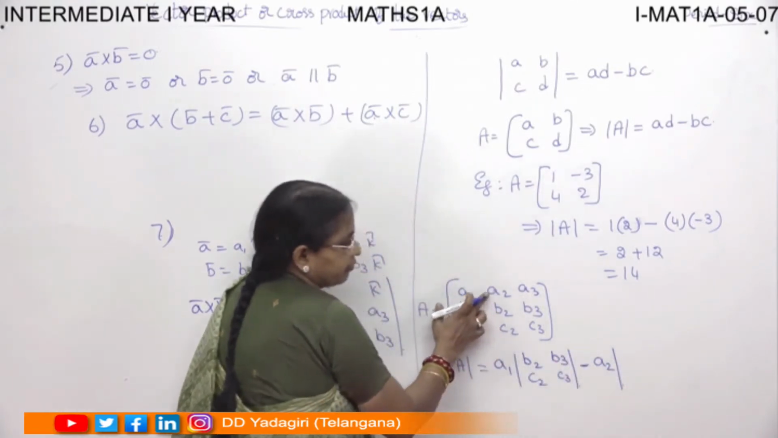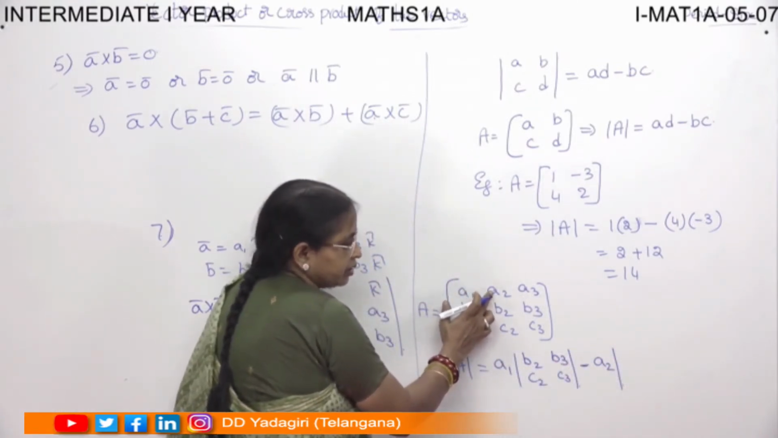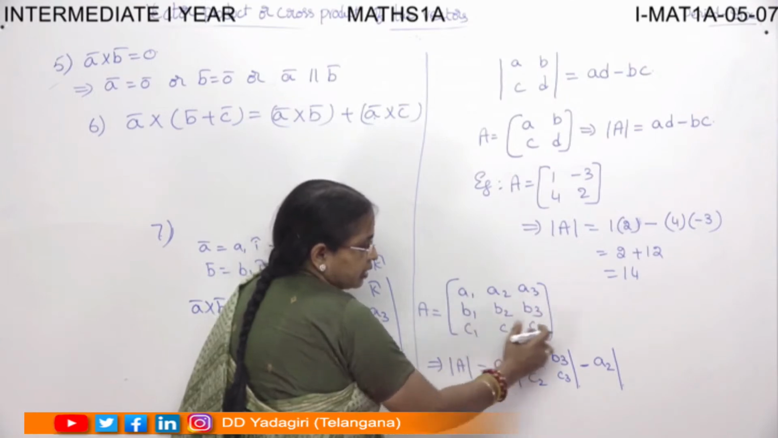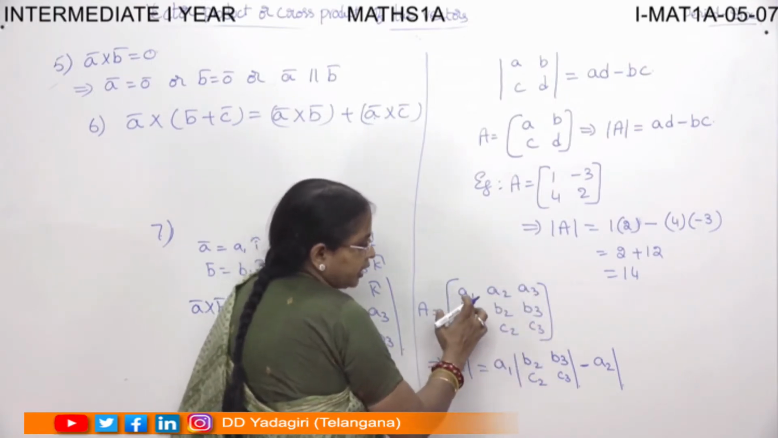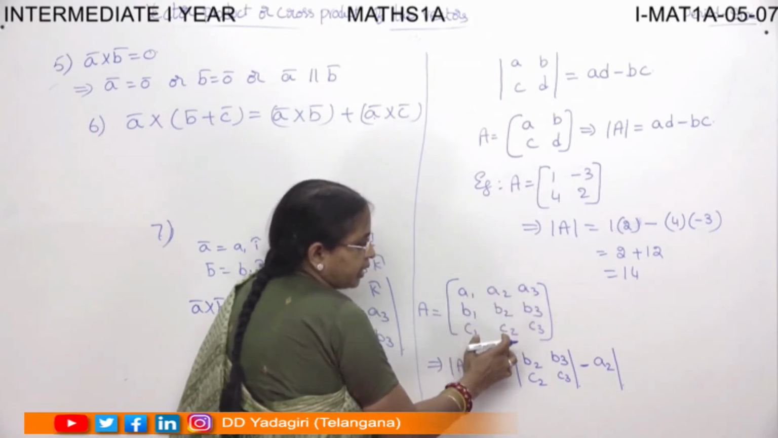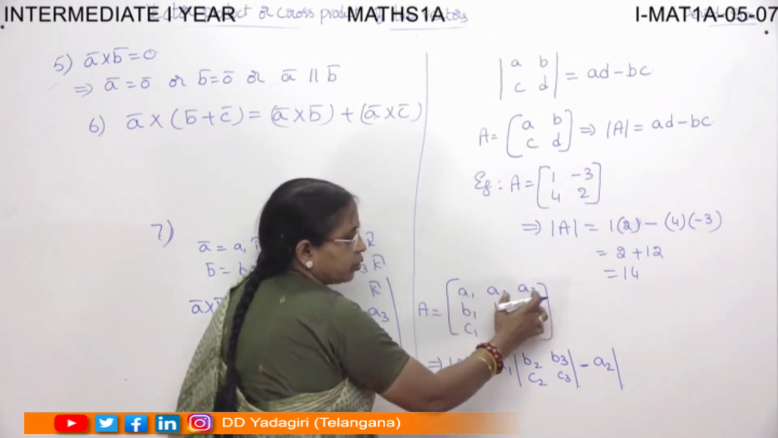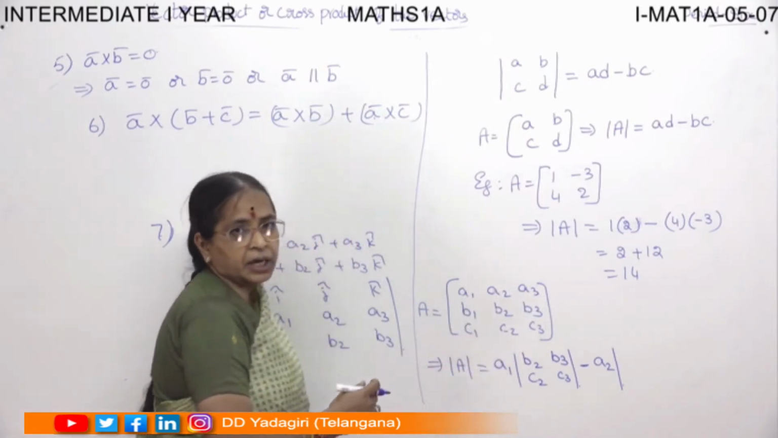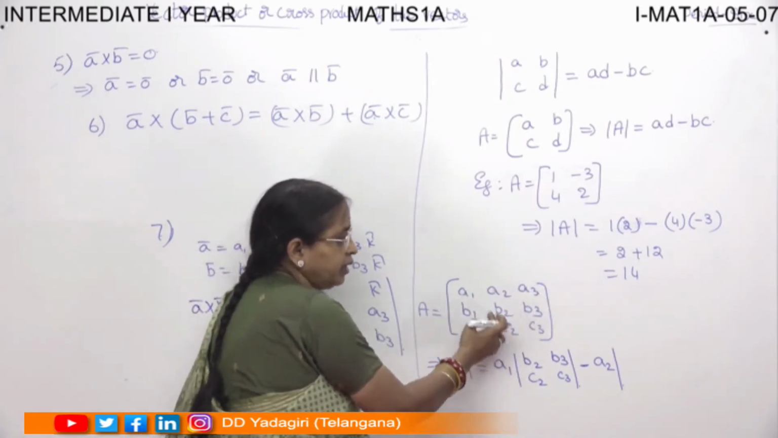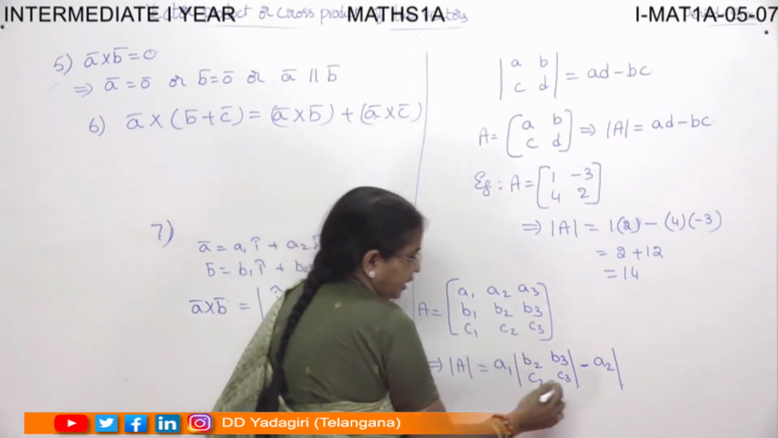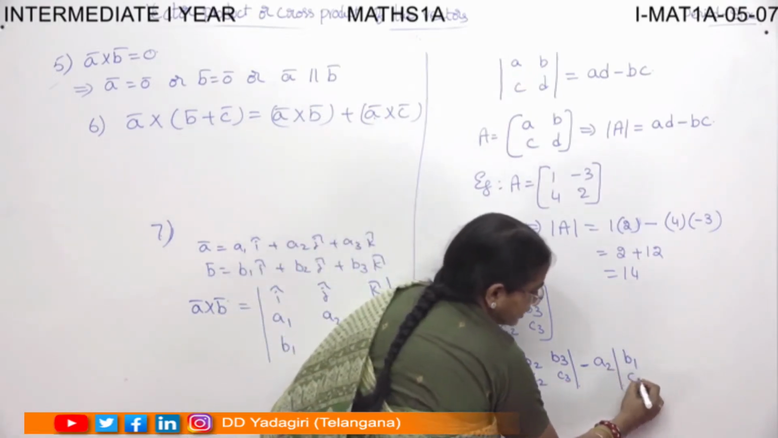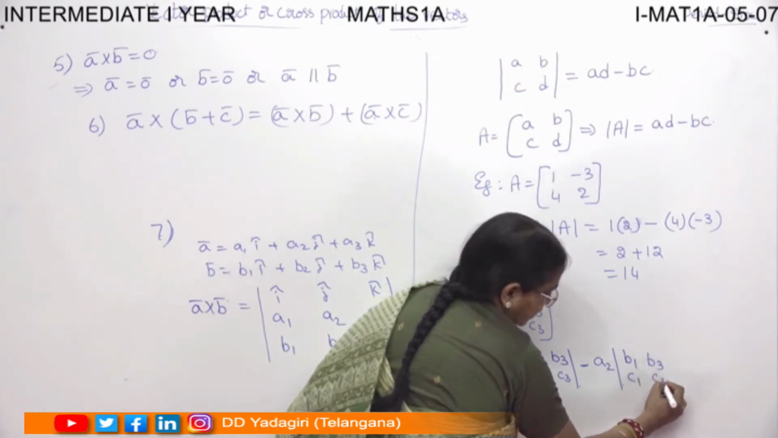again determinant of, A2 is here. These are called rows, and these are called columns. So delete the row and column containing A2. Then what is left? B1, C1, B3, C3. So you write B1, C1, B3, C3.